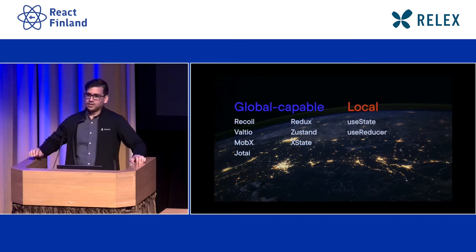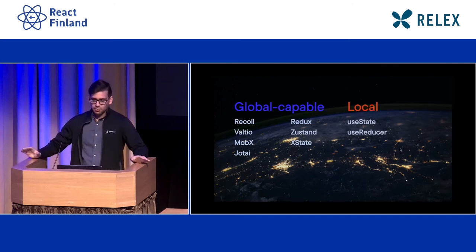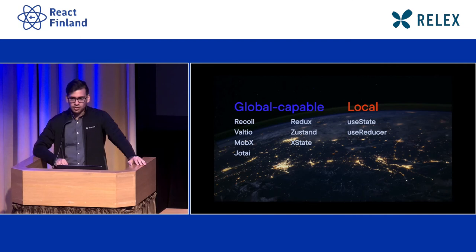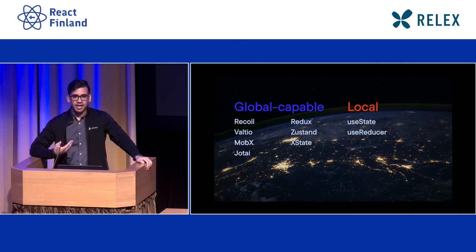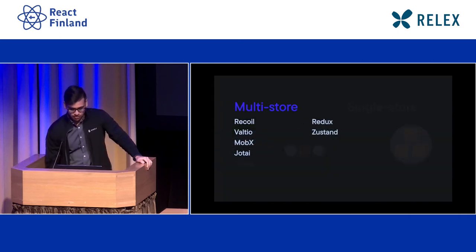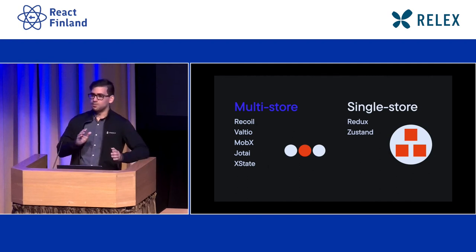So there's also local versus global, but all of the libraries I mentioned are global capable, which means that you could use them in a global context and basically read the state and manipulate the state from anywhere in your React tree. And if you wanted a more local solution, then that's where useState and useReducer would come in handy. There's also multi-store versus single store.